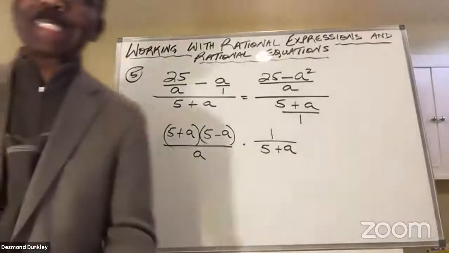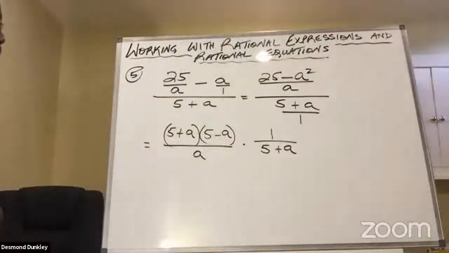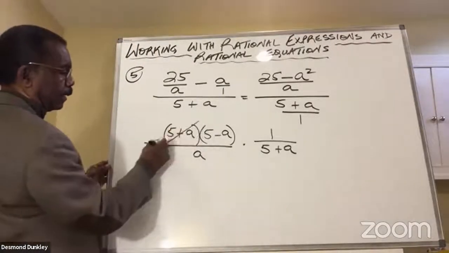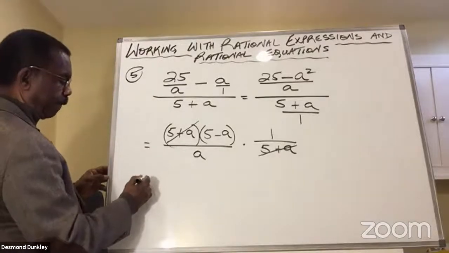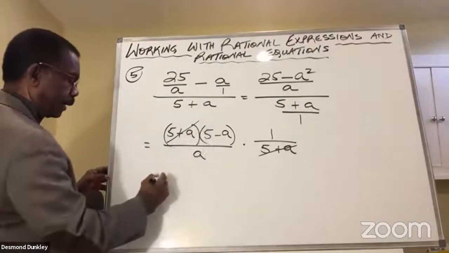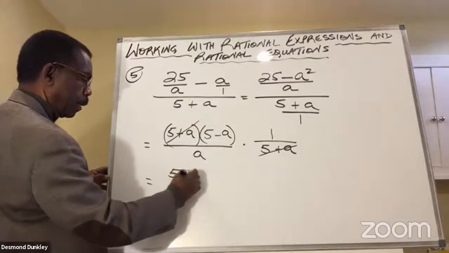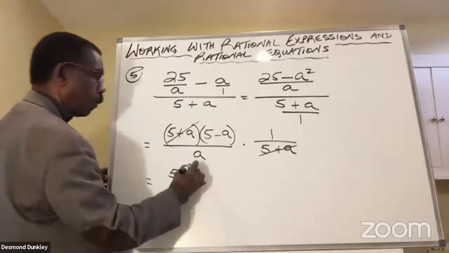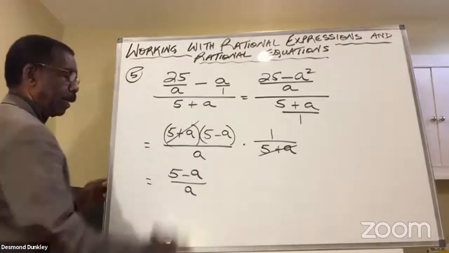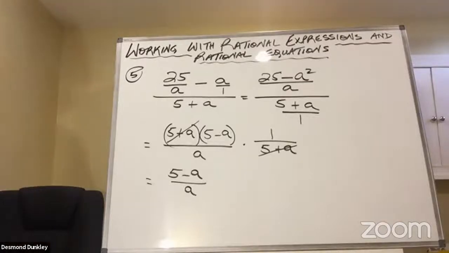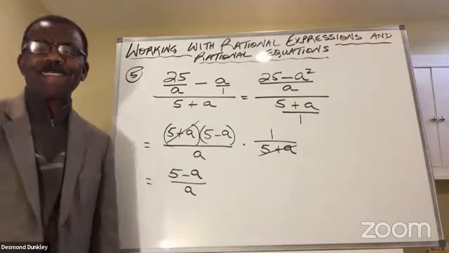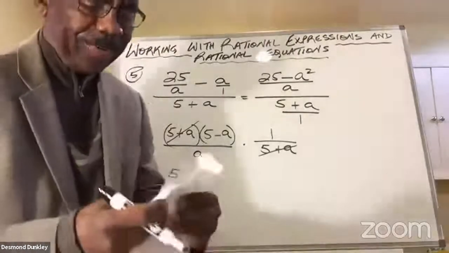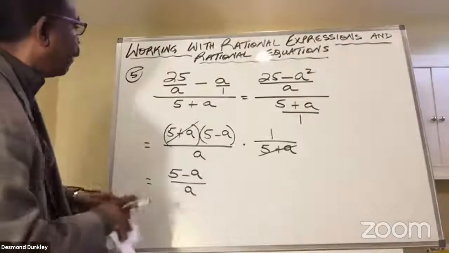And now you can see clearly what the final answer is. This cancels that. And now we have 5 minus a all over a. That's your final answer. So this becomes 5 minus a over a. Okay, we're getting somewhere. Let's move on.